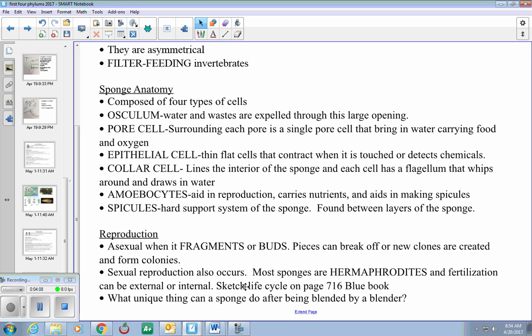Please disregard where we sketched life cycle in 716. You do not have the blue book.